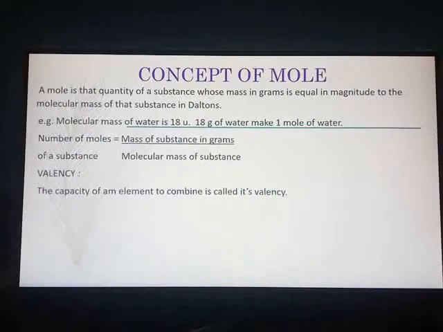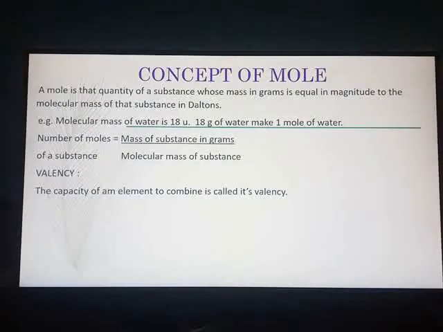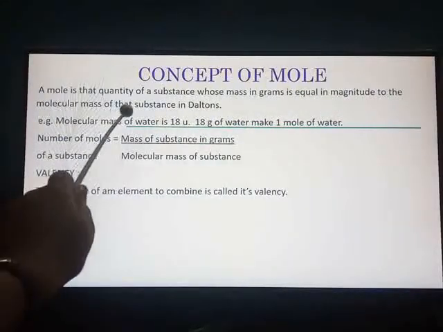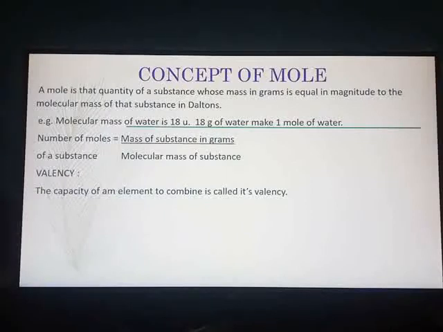We move on to our next topic, that is the concept of mole. What do you mean by mole? A mole is that quantity of a substance whose mass in grams is equal in magnitude to the molecular mass of that substance in daltons.